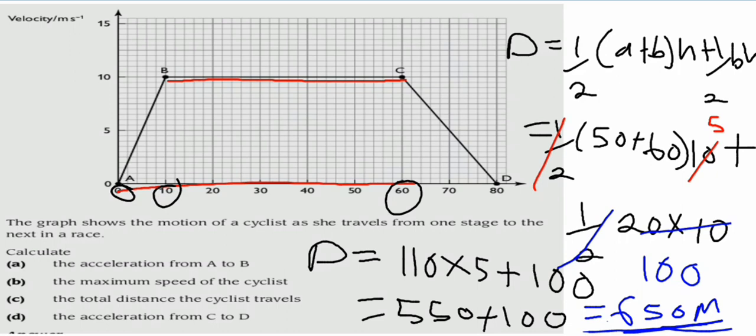Question D: the acceleration from C to D. We need to be very, very careful. We need to know the acceleration and also the retardation. Here they are talking about the retardation, because from C up to D, she was retarding. So it was deceleration or retardation. She was decreasing in speed.